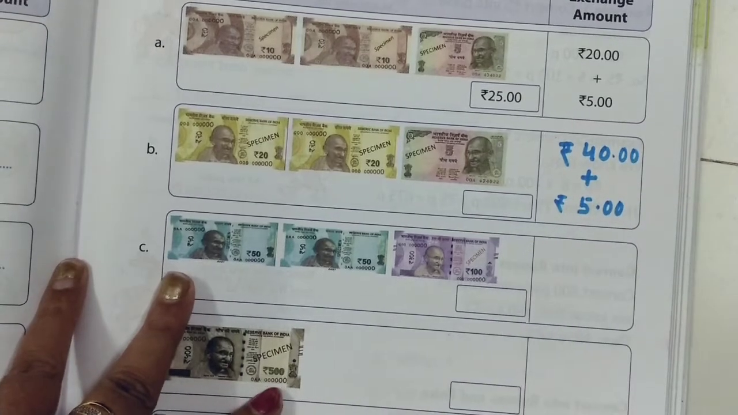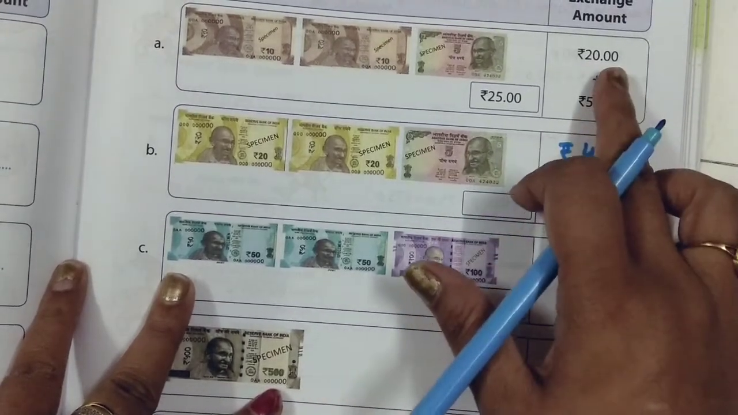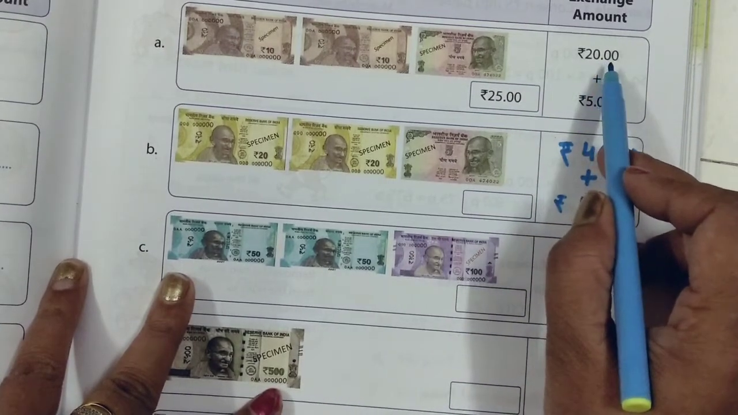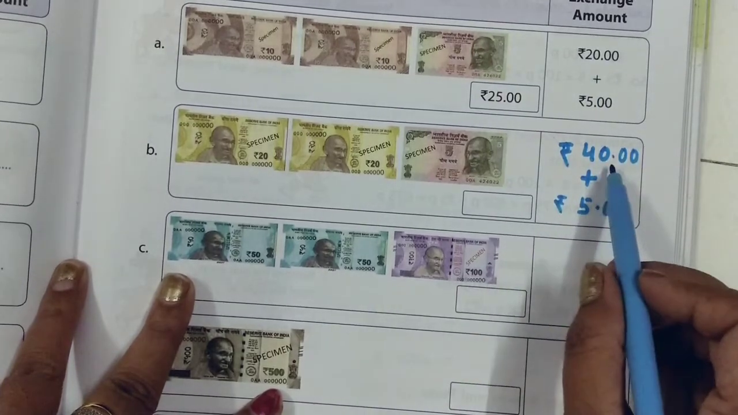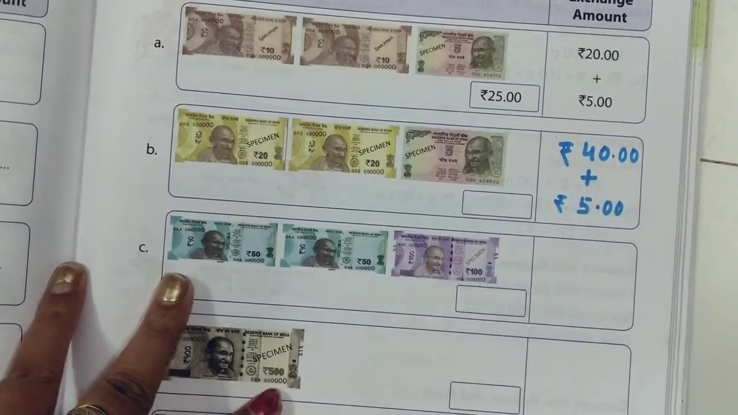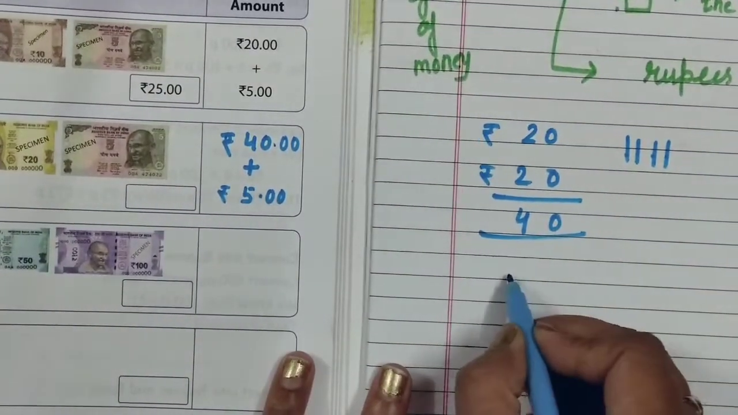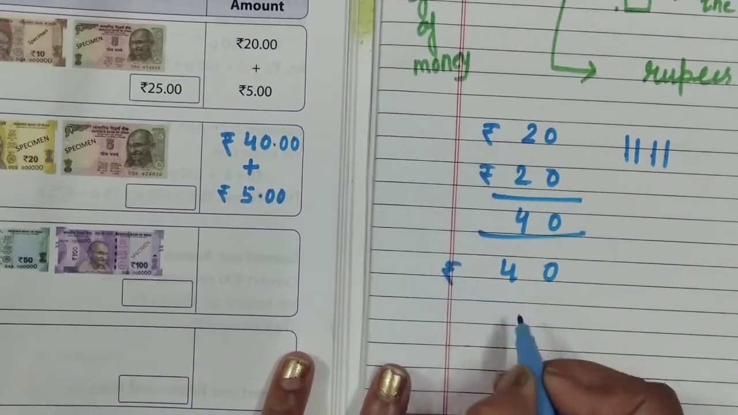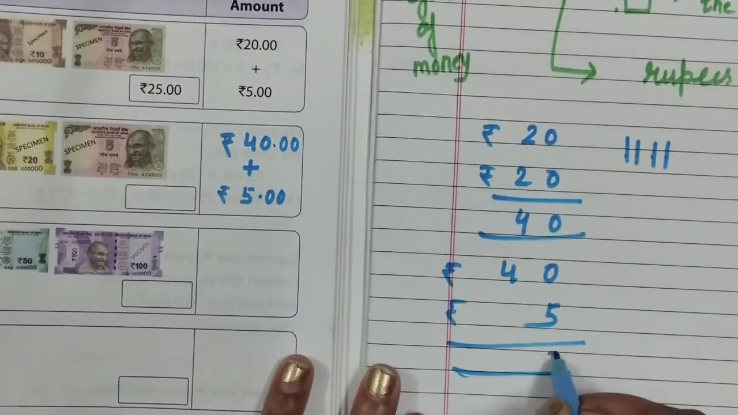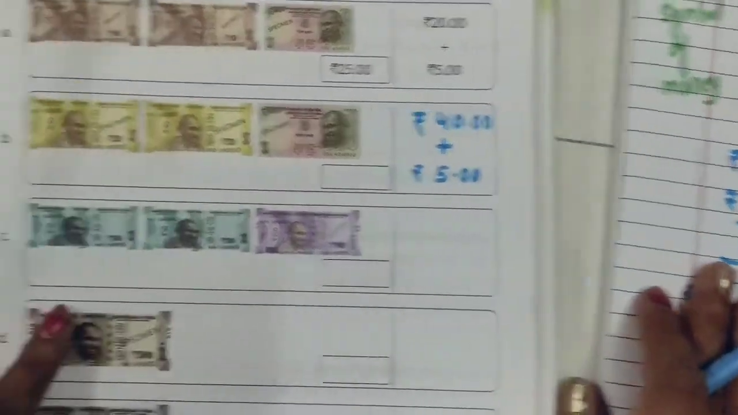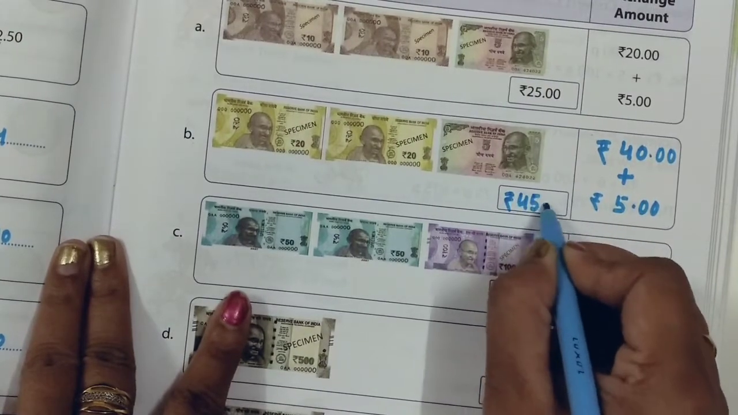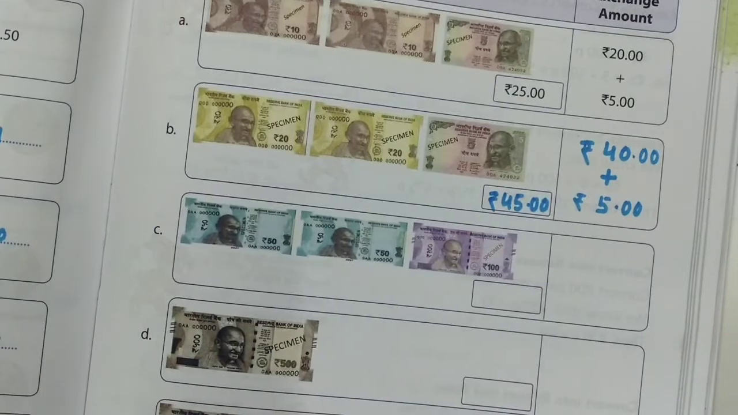We can write this only. Okay, because there is no paisa, only rupees are there, you have to just put the point and write 0, 0. So it will be 0.00, 40 rupees and 5 rupees. So 40 plus 5, just add it. 40 rupees plus 5 rupees. So 0 and 5, it will be 5, and 4. So it will be rupees 45. Okay. Now second one.